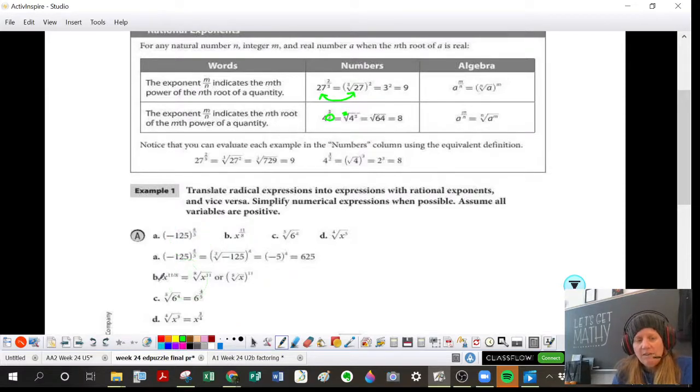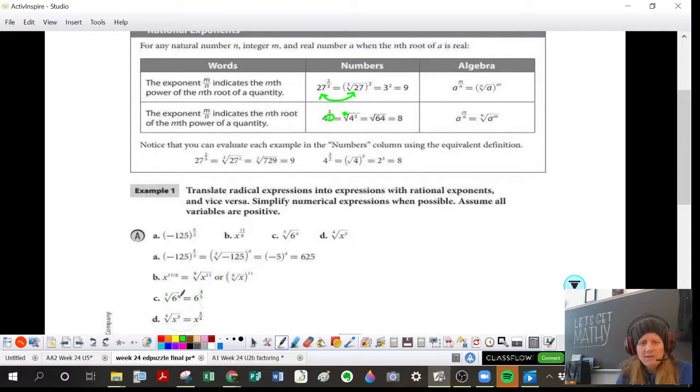Moving on, we see now we have a variable base, right? So I just want you to translate the radical expression into expressions with rational exponents and vice versa. Simplify numerical expressions when possible. Assume all variables are positive. So we see here that we have a denominator of 8, so that's the index. Our base is x, so that becomes our radicand, and then our power is 11. And you could write it either way.